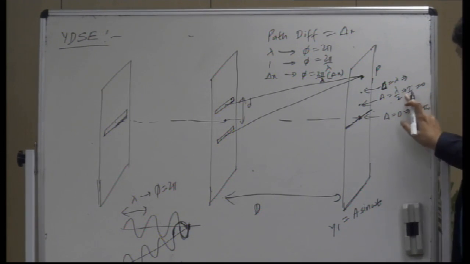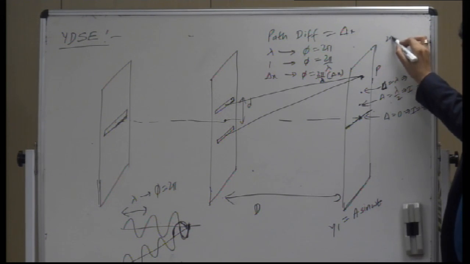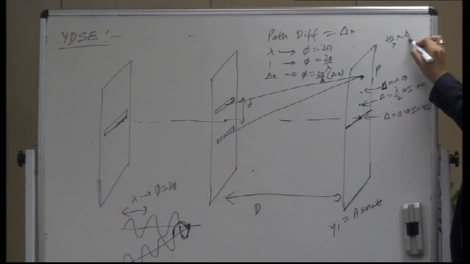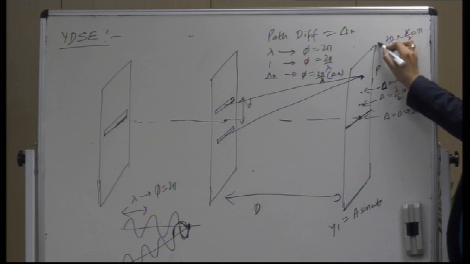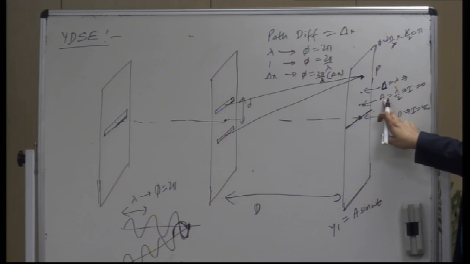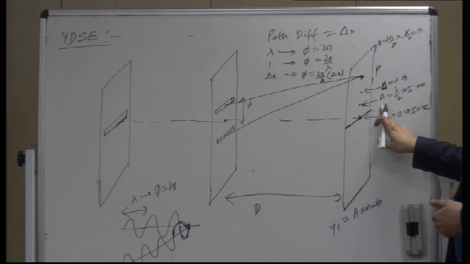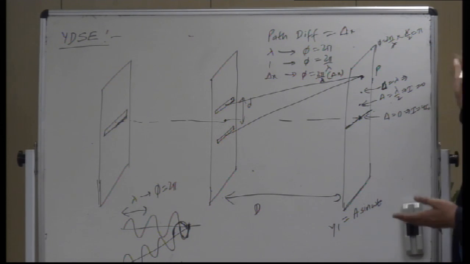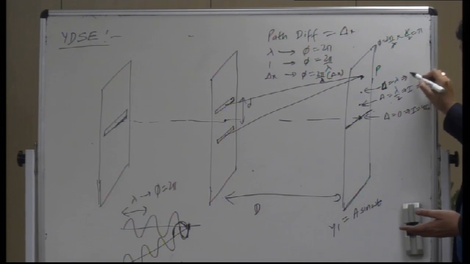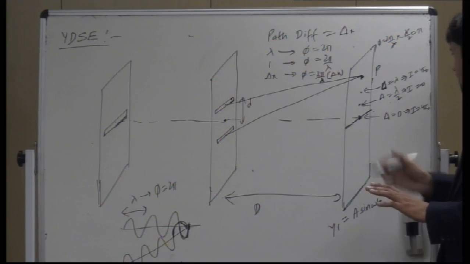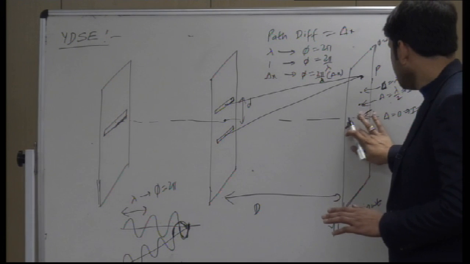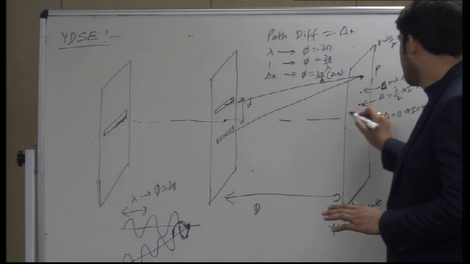For lambda by 2, you can check 2 pi by lambda into lambda by 2. It is pi. Phi is pi. For lambda by 2, the phase difference is pi, and so it is destructive interference. Next, again constructive, I is 4I0, and so on. So what happens? This kind of arrangement happens.